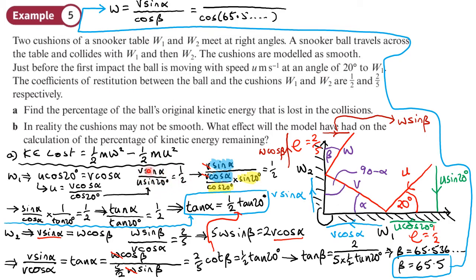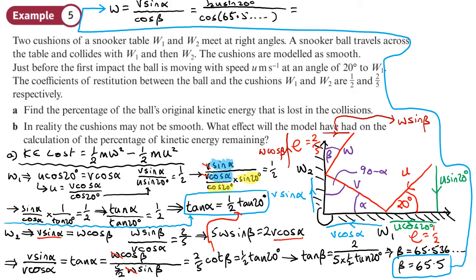So if I cross multiply, I will have here that 2V sine alpha equals U cos 20. So 2 of those equals 1 of those. So if I want V sine alpha, it's going to be half of this. Yeah, so half U sine 20. So I'll write that down. I'm really scrabbling for space here.